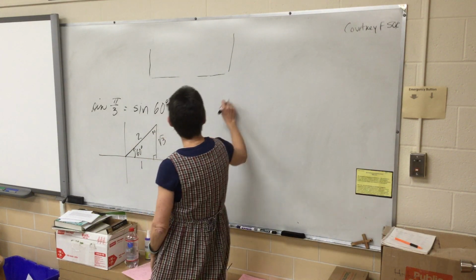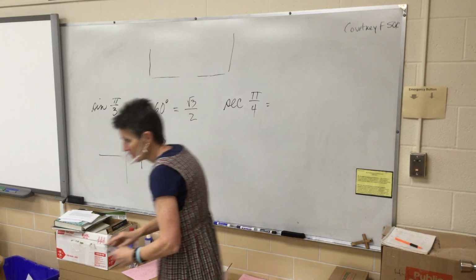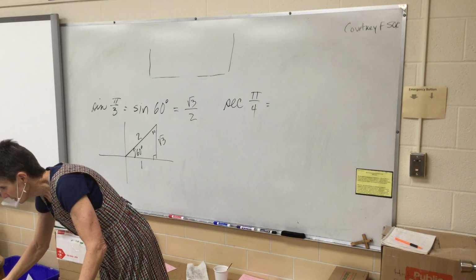All right, let's try secant pi over 4. Real quickly, Jacob Blow is trying to get into the Zoom. Oh, thank you. You're welcome. He's only a little late.